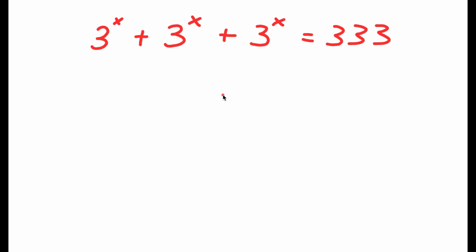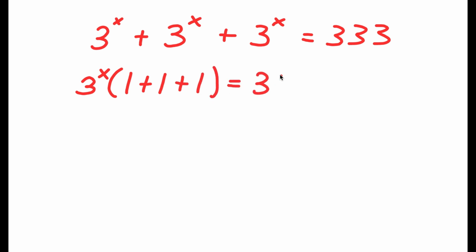Alright, so in this problem, I have 3 to the power of x plus 3 to the power of x plus 3 to the power of x is equal to 333. So the first thing I'm going to do is factor out 3 to the power of x from my left-hand side. So now I have 3 to the power of x times (1 plus 1 plus 1) is equal to 333.